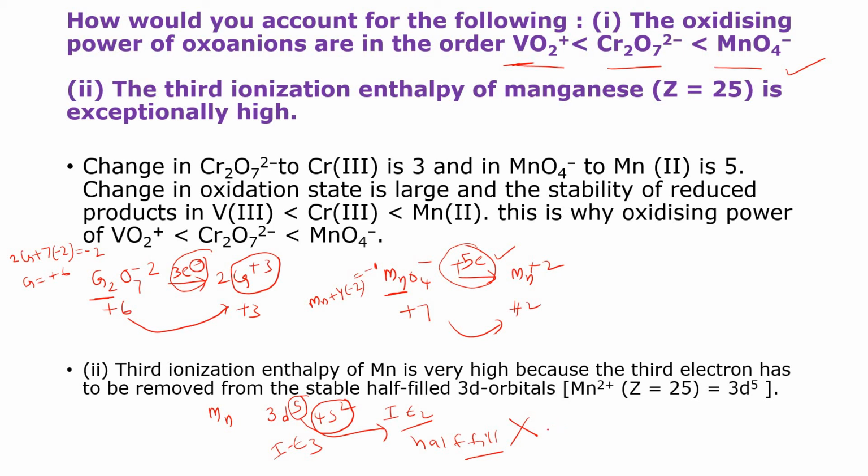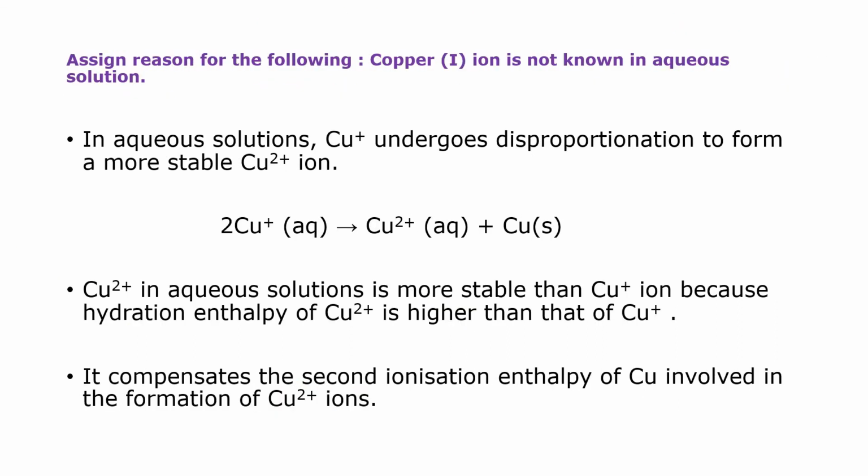Removing an electron is difficult. So what will be the answer? In the third ionization enthalpy, manganese has a half-filled configuration, which is very difficult to remove. So it will definitely be very high.